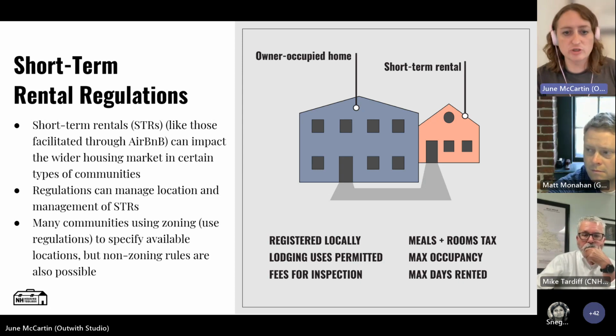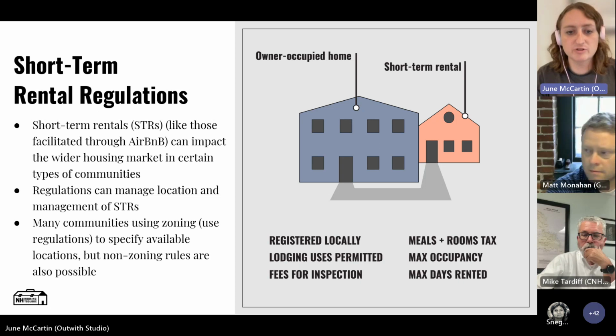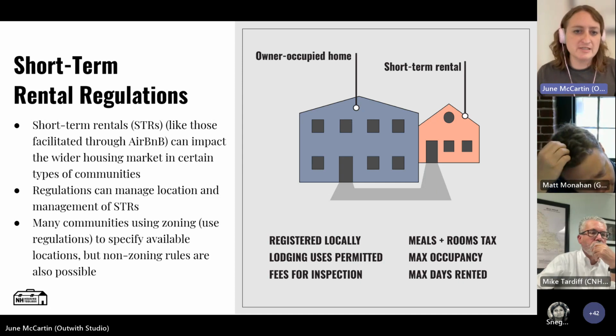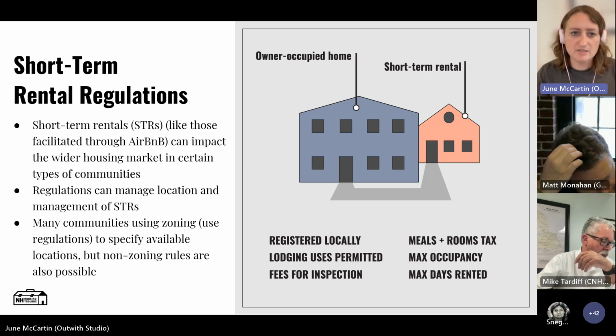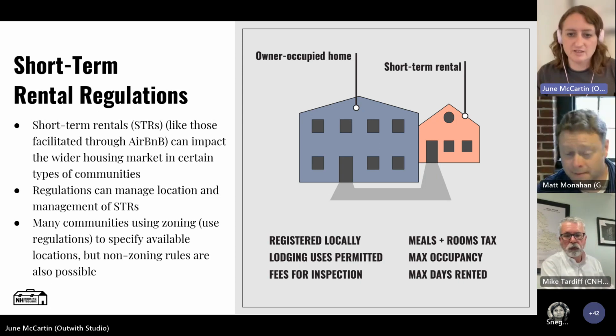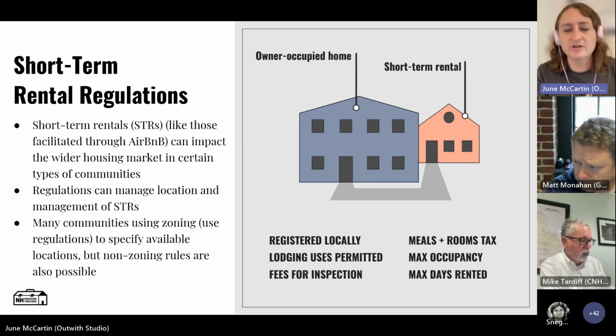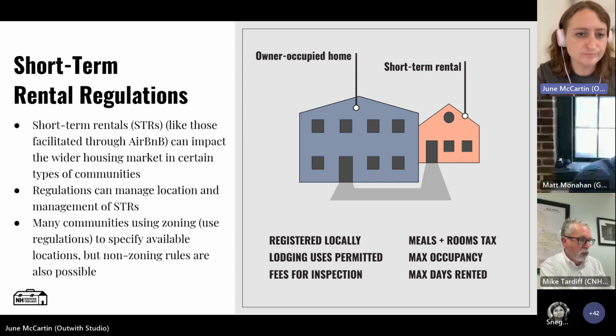treating short-term rentals as a sort of bed and breakfast use, and having them conform to local zoning in that way. There's a bunch of other options, things like registering the properties, having regular inspection fees, using meals and rooms tax, different max days rented, things like that communities have implemented. We'll detail more of those in the toolbox, but there are some basic things you can do and some more advanced things. This is also one to consult town counsel on for sure.